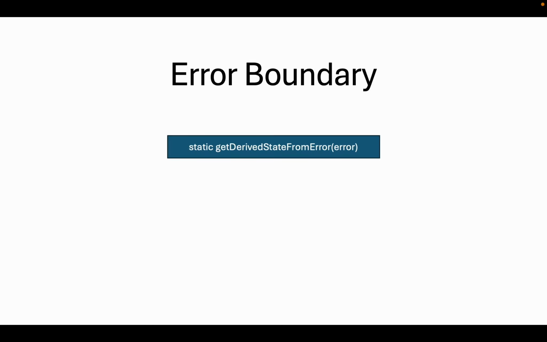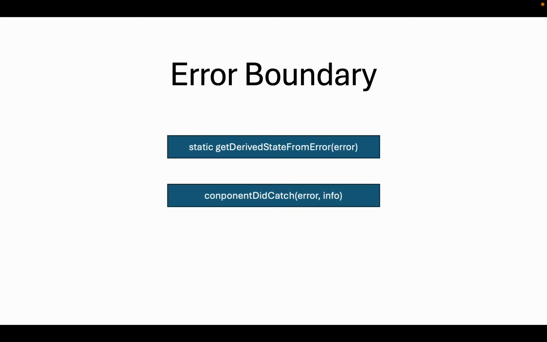Error boundaries consist of two basic lifecycle methods. One of them is static getDerivedStateFromError, which takes error as a parameter, and the other one is componentDidCatch, which takes two parameters as input: error and info.